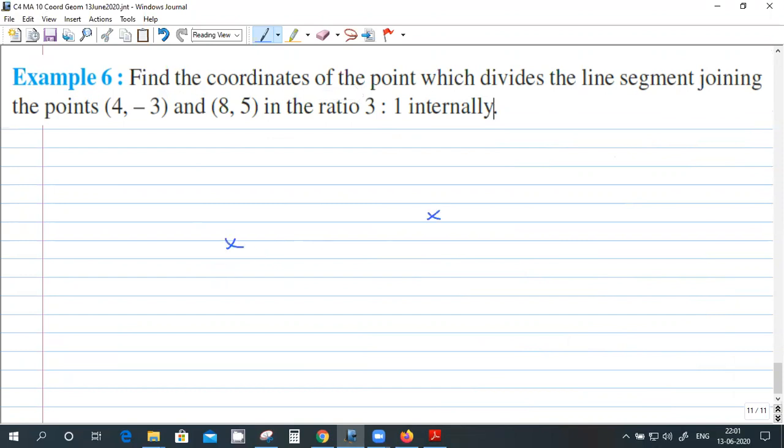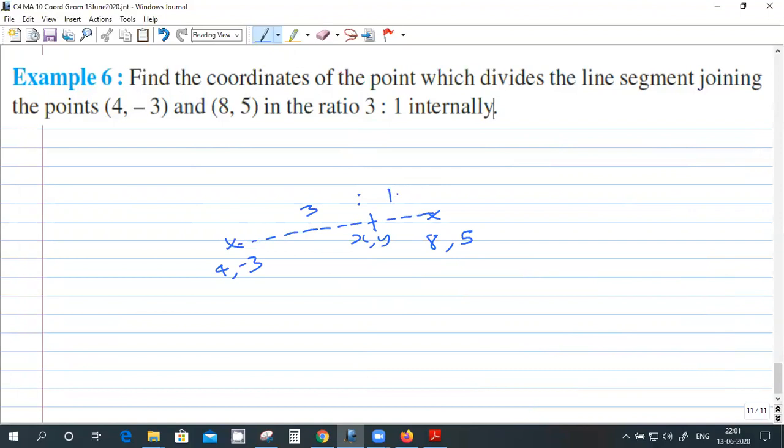These are the two points, right? 4, minus 3 and 8, 5. So this is the line joining them. The point divides in the ratio 3:1, right? What's the meaning of that? m1 is to m2, so that means this length is 3L and this length is 1L.